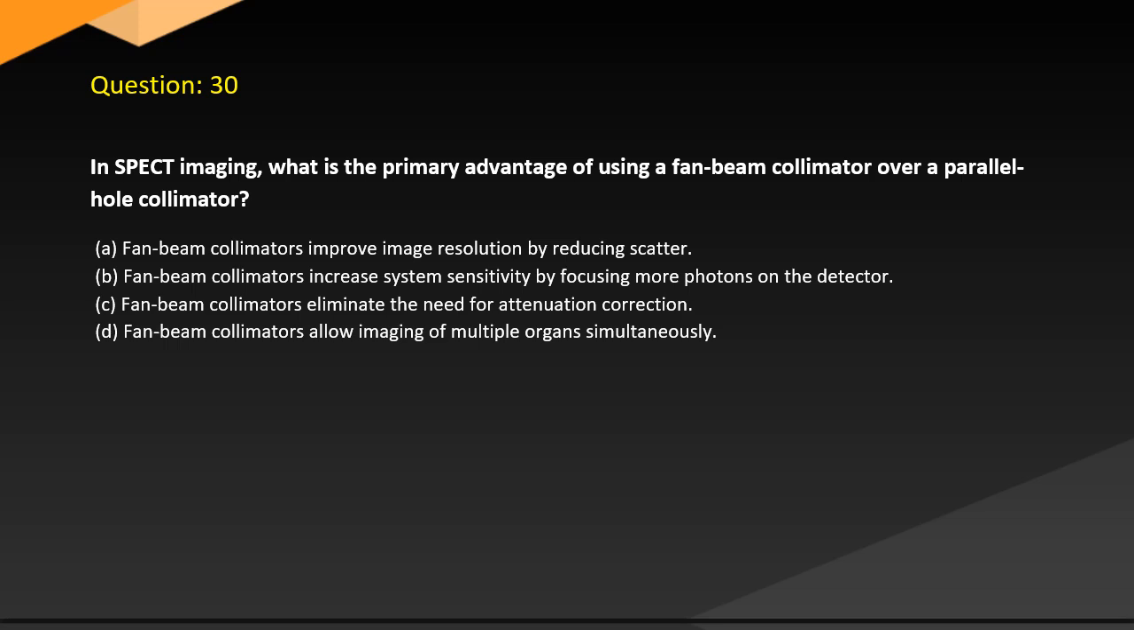Question 30. SPECT imaging. What is the primary advantage of using a fan beam collimator over a parallel hole collimator? A. Fan beam collimators improve image resolution by reducing scatter. B. Fan beam collimators increase system sensitivity by focusing more photons on the detector. C. Fan beam collimators eliminate the need for attenuation correction. D. Fan beam collimators allow imaging of multiple organs simultaneously.